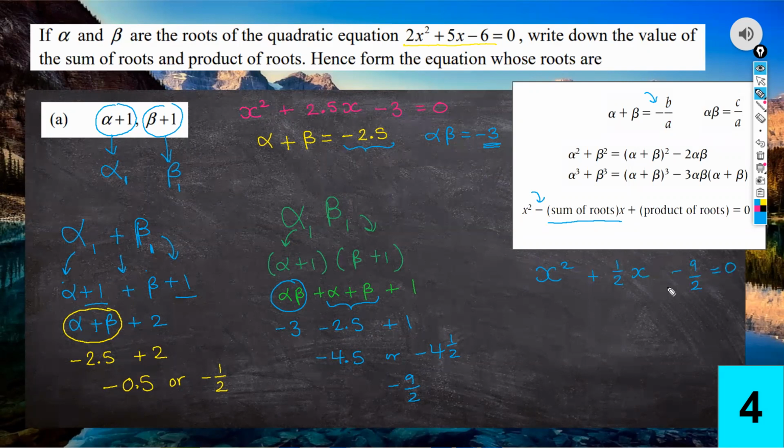But we can't leave it like this, right? We need to get rid of the denominators. So we need to get rid of the 2's. So we have to multiply throughout by what? 2. If we do that, we'll get rid of the denominators here. So the 2 and the 2 will cancel out the 2 and the 2. And so you end up with 2x squared plus 1x.